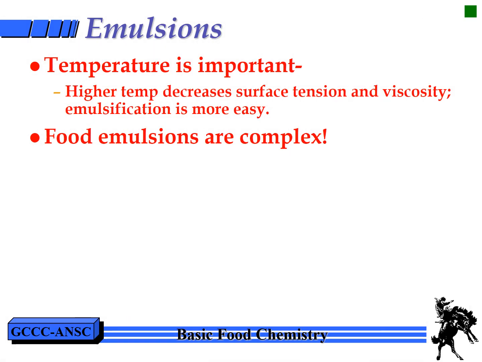So with an emulsion, temperature becomes one of the biggest aspects of it. You can read here that when you have a higher temperature, that actually decreases surface tension and viscosity within that interface, and so the emulsification is easier. The problem that this poses in foods is that you're raising temperature, but having an emulsion and making it cold is sometimes quite difficult. So again, making a food emulsion is pretty complex.